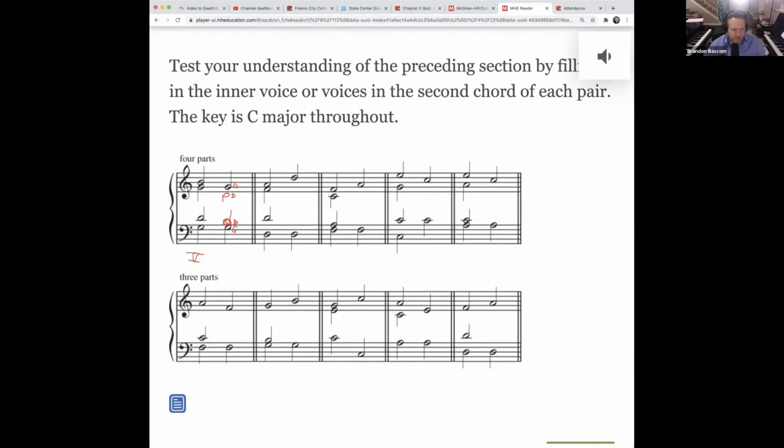All right, example number 2. We've got a D, an F sharp, and an A. And we need to go to a D, and a D, and an F sharp, and an A. What are we going to do? We've already got our root doubled.